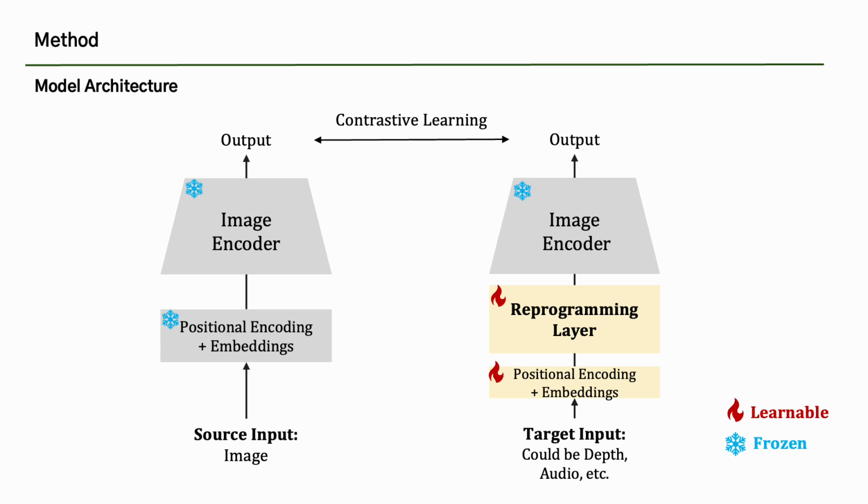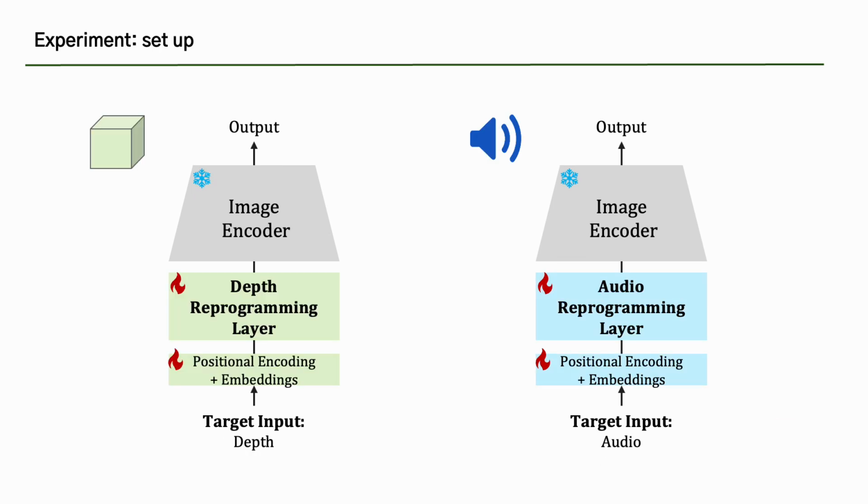Through attention-based reprogramming and contrastive learning, we map the modalities like depth and audio into the image embedding space, aligning them with their corresponding image inputs. For our experiments, we trained the reprogramming layer using two modalities, audio and depth.